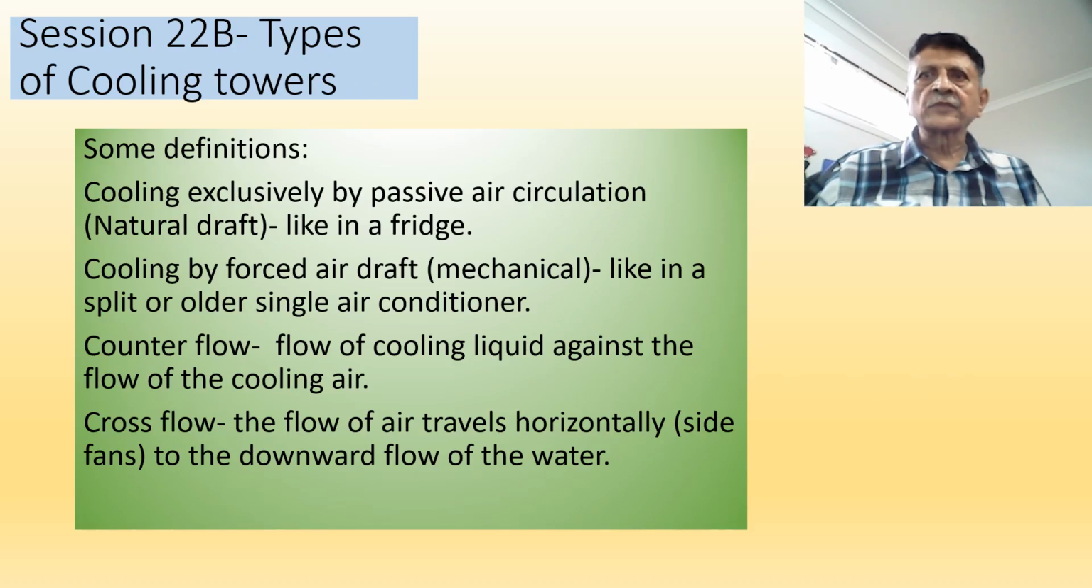There are several types of cooling systems. One is cooling exclusively by passive air circulation or natural draft, just like in the fridge, or there will be a forced air draft, which is by mechanical fan or otherwise, like in the split or older single air conditioner systems.